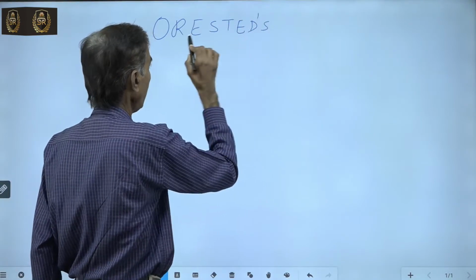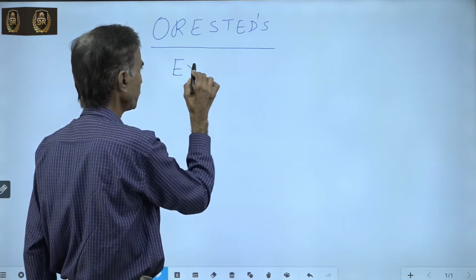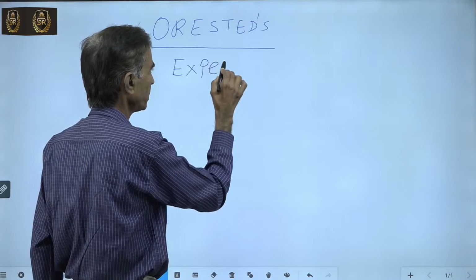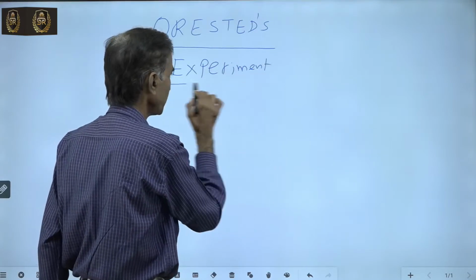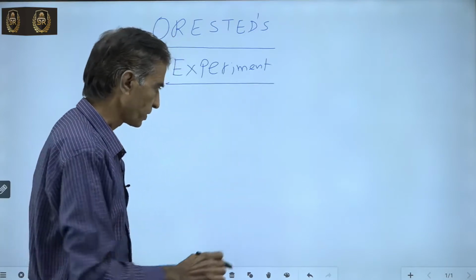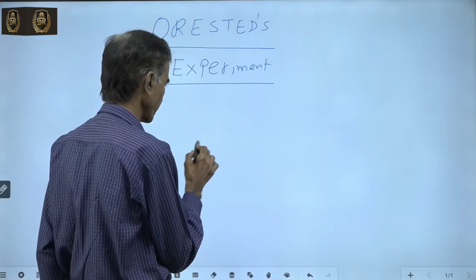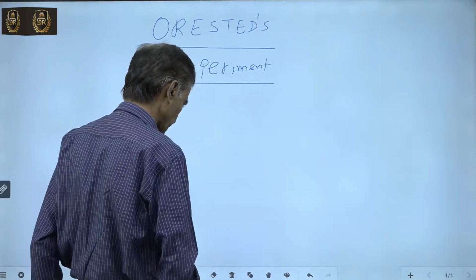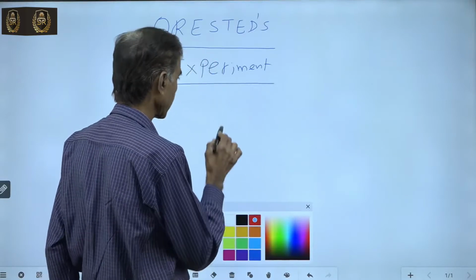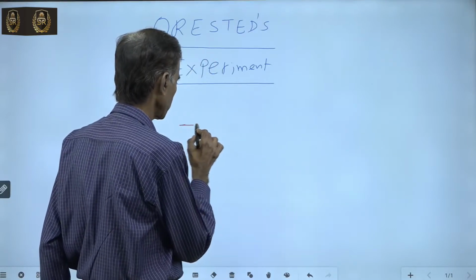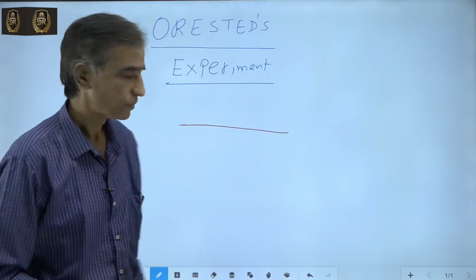Ørsted's experiment. So it is popularly known as Ørsted experiment. See, it is a simple experiment he wanted to perform. What he has done is, he has taken one thick conducting wire. Generally in those days he has taken a thick copper wire.